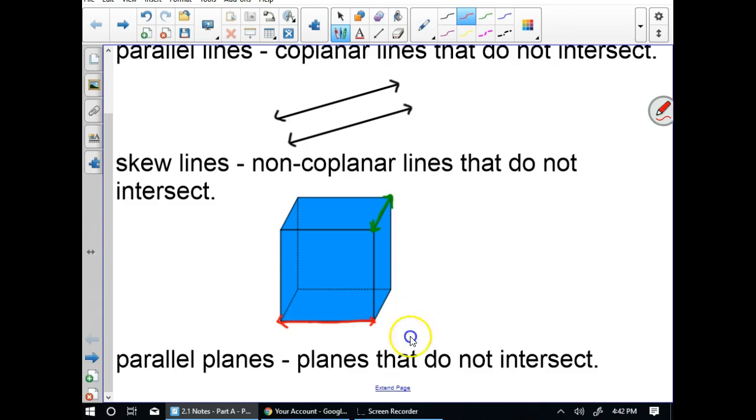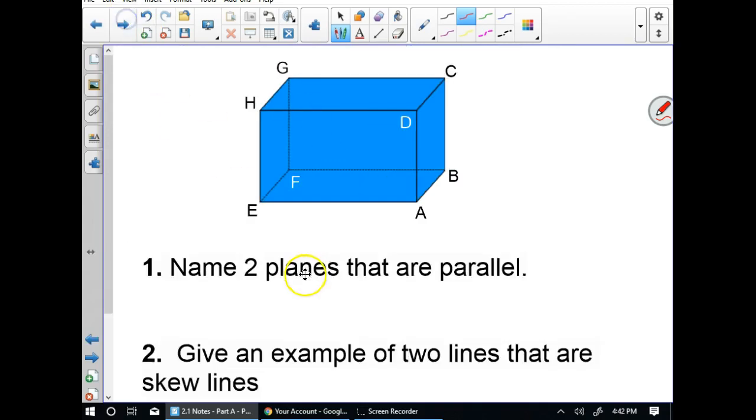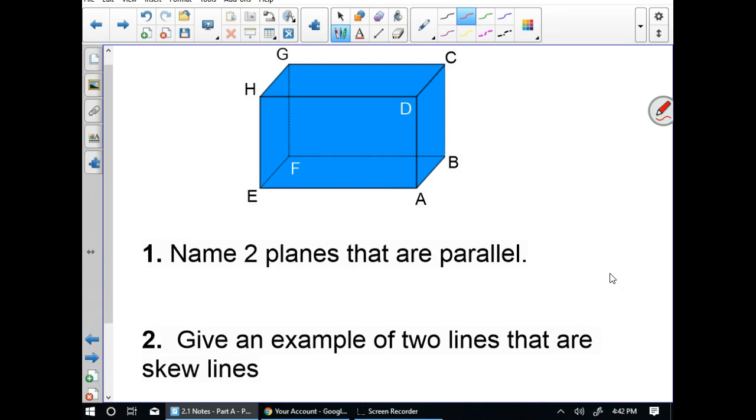Parallel planes are planes that do not intersect. So if you're thinking of this cube again, the top face and the bottom face are parallel planes, or the left face and the right face represent parallel planes. Okay? So if we're looking at number 1, we're supposed to name 2 planes that are parallel. You need 3 letters to name a plane. So, for example, if I wanted to use the top face of this rectangle, I could name that plane HGC. So HGC is that top face.